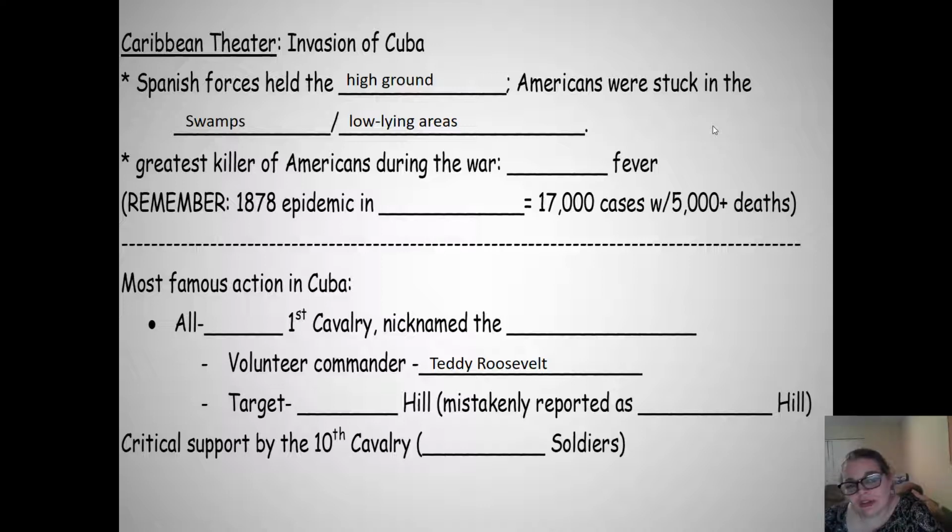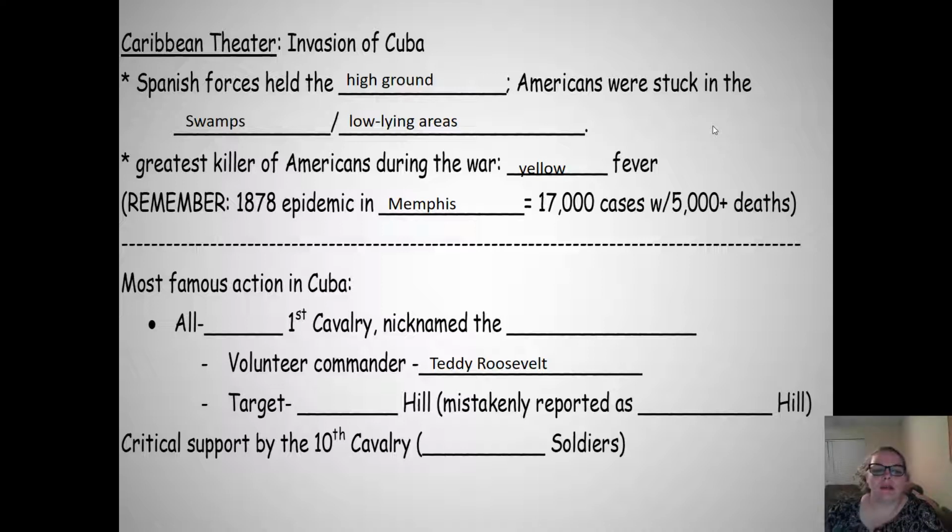The greatest killer of American soldiers during this war is yellow fever. You should remember about this time, about 20 years earlier, the yellow fever epidemic in Memphis, and 17,000 cases, killed more than 5,000 people. We still don't know what's causing it. Okay, we also don't know how to stop it. So, basically, anyone who gets bitten by a mosquito stood a decent chance of catching yellow fever.